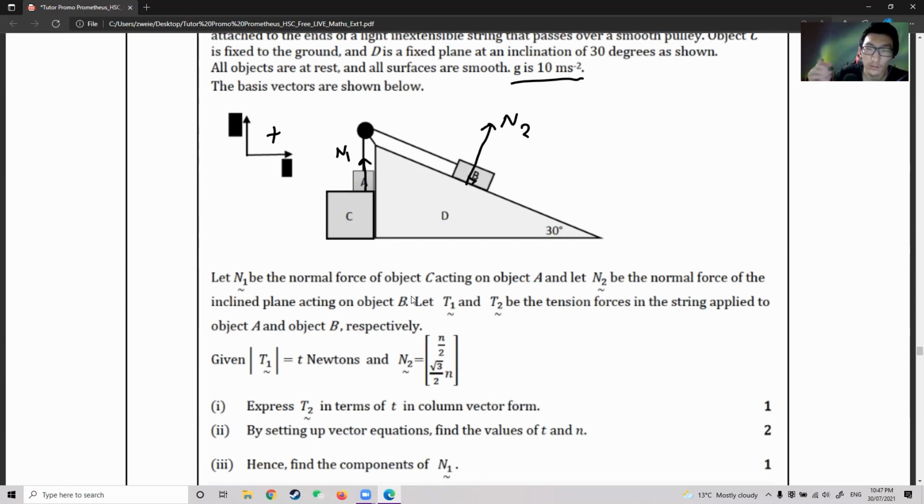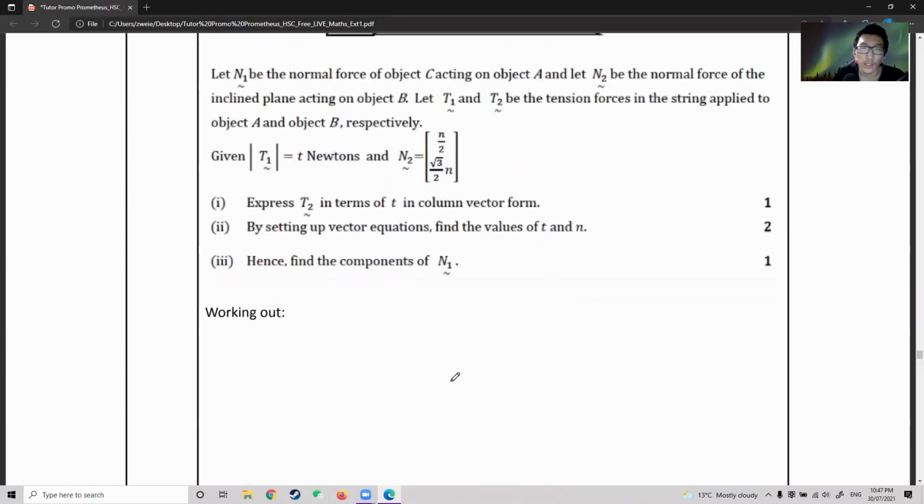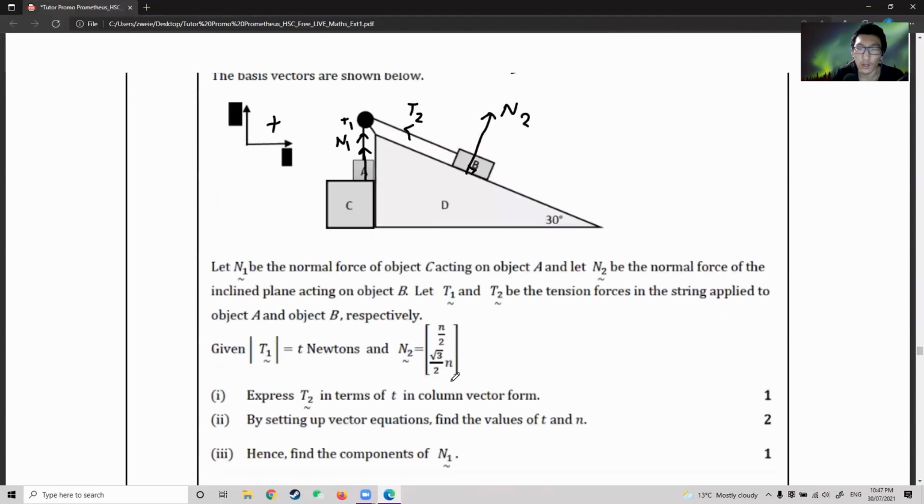perpendicular. Let T1 and T2 be the tension force in the string applied to objects A and B respectively. So again, tension 1 will be this way because A would be in a way falling down, and tension 2 will be going this way, right? Given that T1 is equal to T, the magnitude of tension 1 is T newtons and N2 is root 3 on 2 N. Express T2 in terms of T in column vector form.